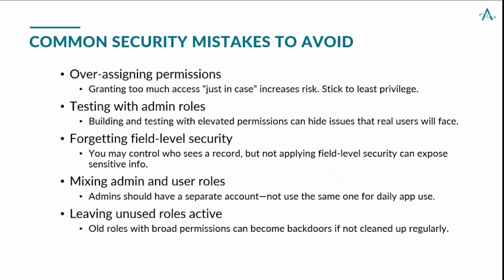Even with good intentions, here are a few common mistakes to watch out for. Giving users too much access. Stick to the least privilege model. Testing apps with admin roles. It hides permission issues. Forgetting field level security. This is a big one. Mixing admin roles with regular users. Letting unused or outdated roles hang around. And not documenting your model, which makes it harder to troubleshoot or scale later. Avoiding these will help you build safer and cleaner apps.